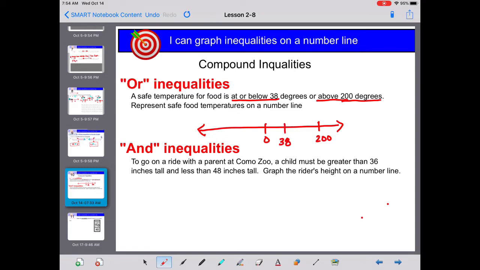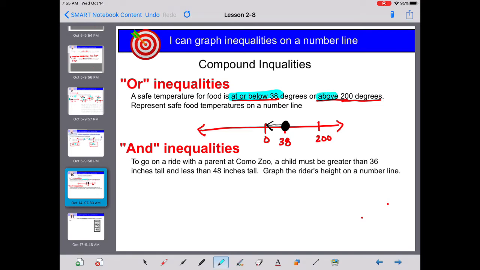Okay, so first, let's deal with this one. At or below 38 degrees. Think about this. Have you ever been to a potluck at family holidays or get-togethers, and people will leave food in the refrigerator all day long, and you have no problem pulling that food out and eating it? That's because it is kept at a temperature that is at or below 38 degrees. I can show that by filling in my circle and drawing a line to the left.